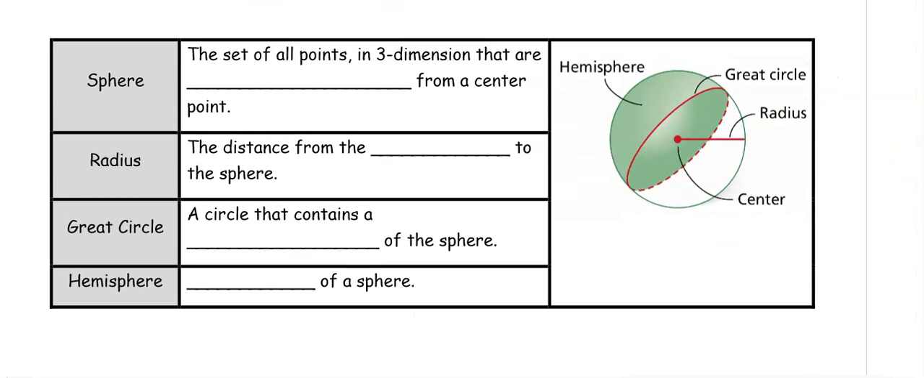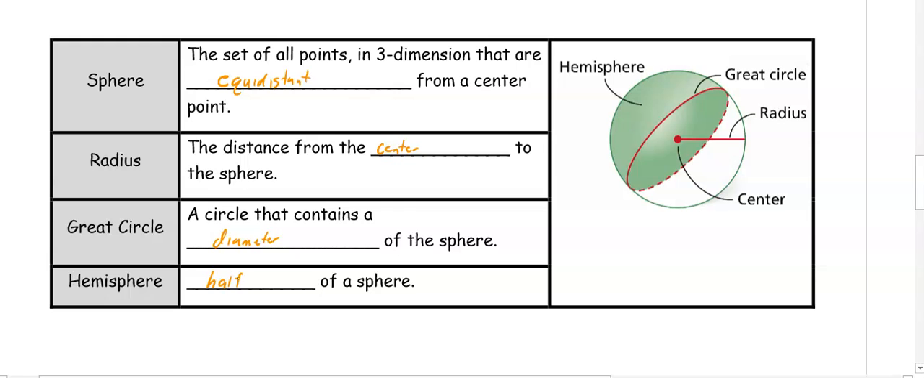A sphere is a set of all points in a 3-dimensional shape that are equidistant from a center point. The radius is going to be the distance from the center to the sphere. Then we have a great circle. So this circle that's in red over here, that's going to be a circle that contains the diameter, and then a hemisphere is half of a sphere.